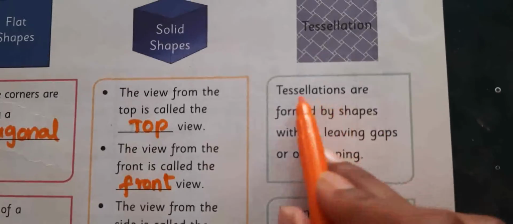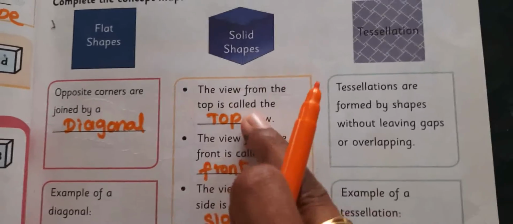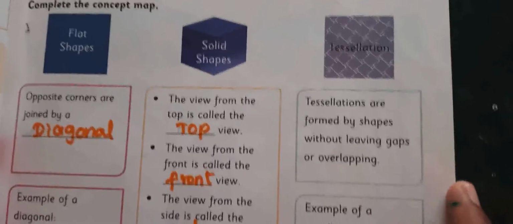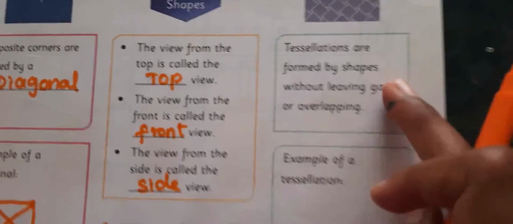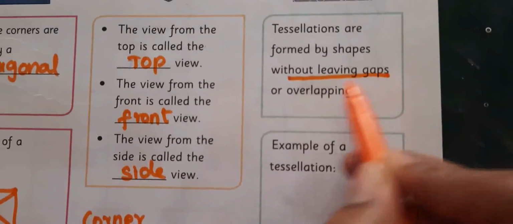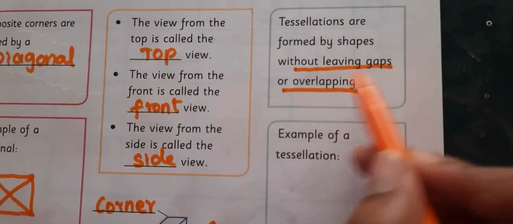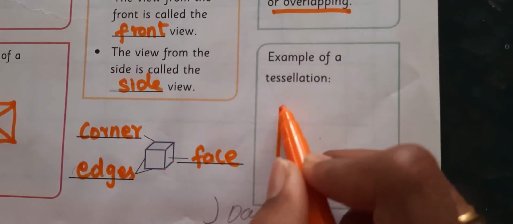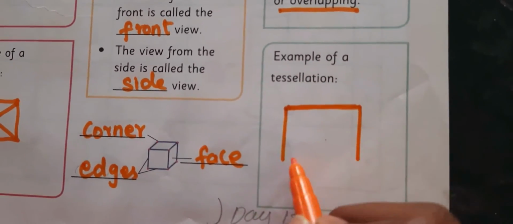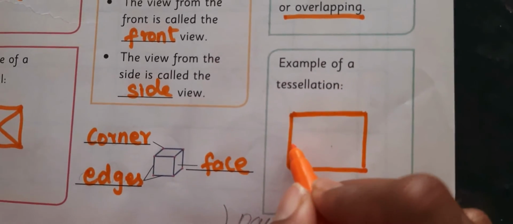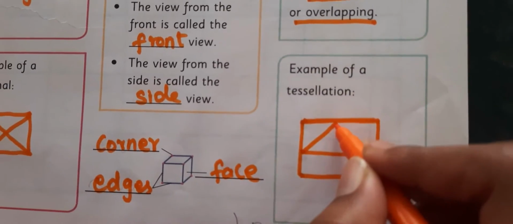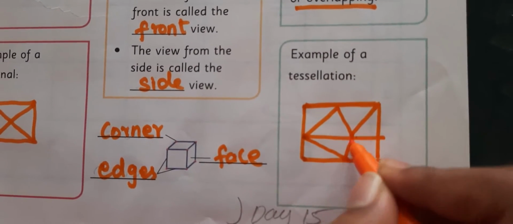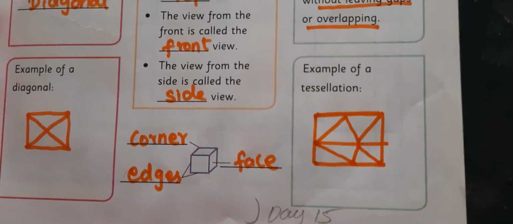Okay, so next one is tessellation. So flat shapes, solid shapes, tessellation: these three concepts we learned in this lesson. Tessellations are formed by shapes without leaving gaps. Underline that phrase: without leaving gaps or overlapping. Here you have to create one tessellation. Like this you have to create.